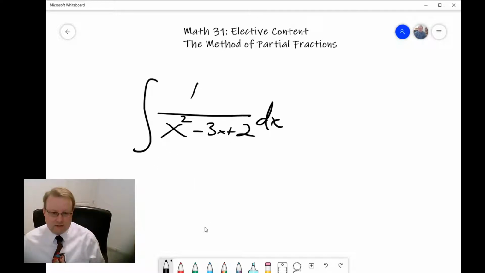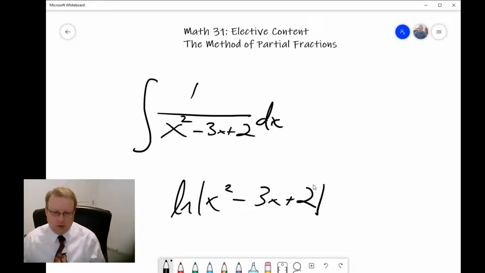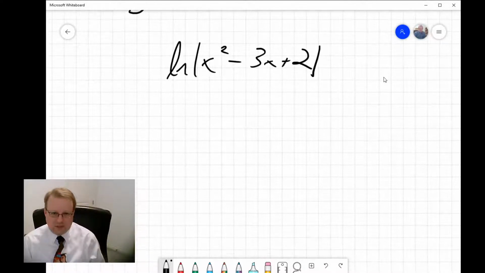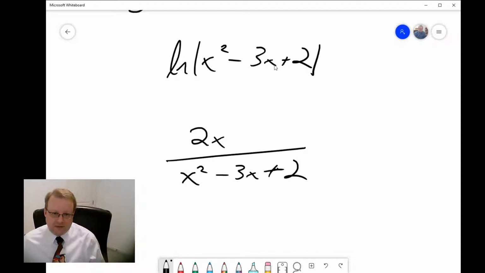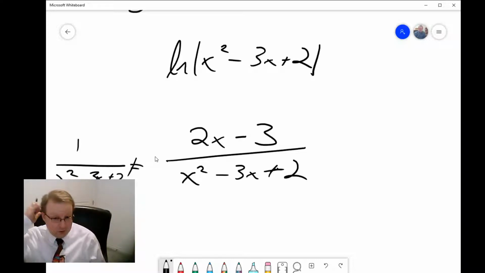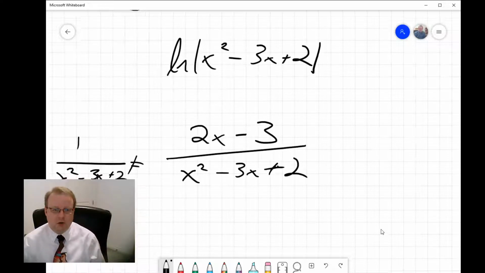Now our instinct might be to say that the integral of this is just going to be the natural log of x squared minus 3x plus 2. But when we differentiate that, to verify that's the case, we do end up with the x squared minus 3x plus 2 in the denominator we're looking for, but then we have to apply the chain rule, and we need the derivative of the inside of the log in the numerator, which is not the same as 1 over this polynomial. So we are going to use the method of partial fractions.